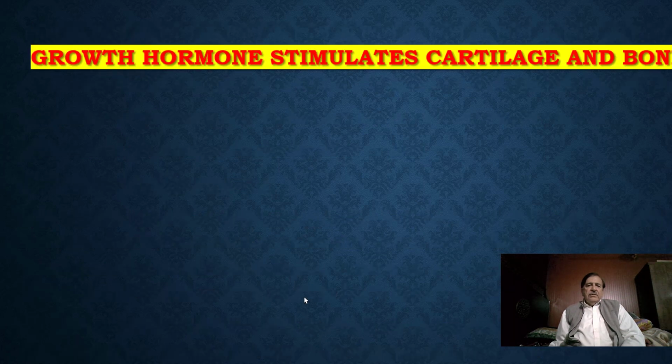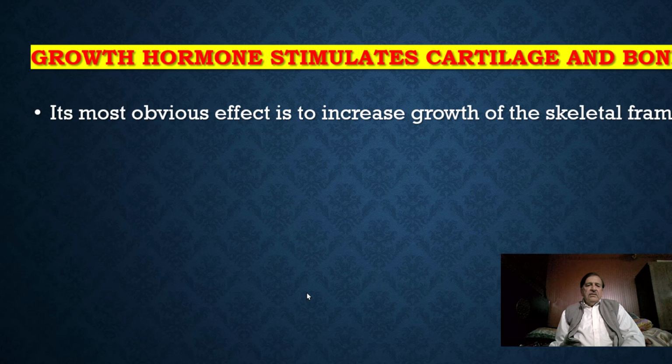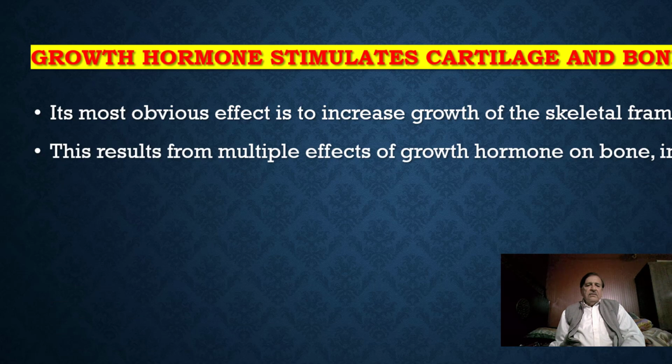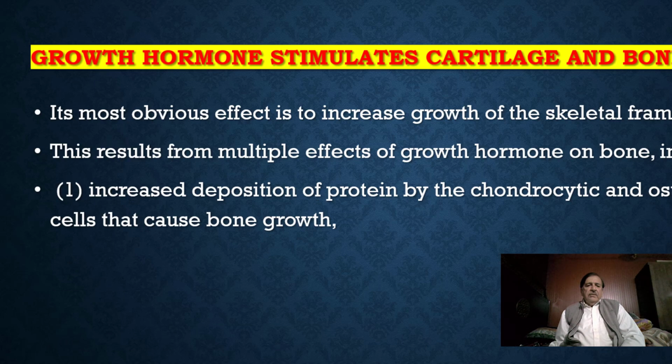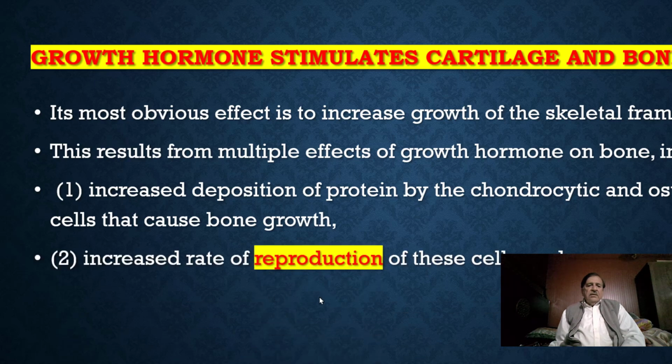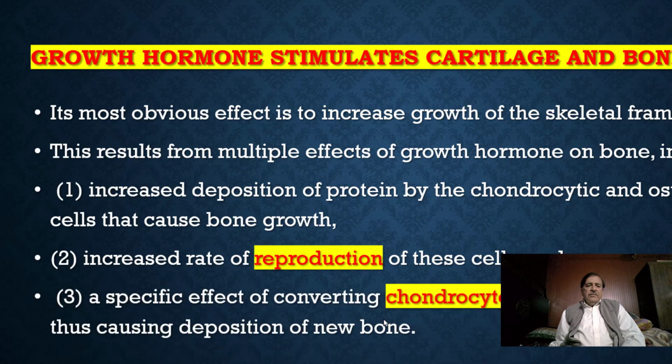Growth hormone stimulates cartilage and bone growth. Its most obvious effect is to increase growth of the skeletal frame. This results from multiple effects of growth hormone on bone, including increased deposition of protein by the chondrocytic and osteogenic cells that cause bone growth, increased rate of reproduction of these cells, and a specific effect of converting chondrocytes into osteogenic cells, thus causing deposition of new bone.